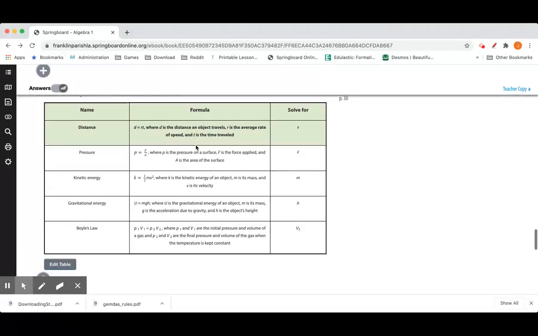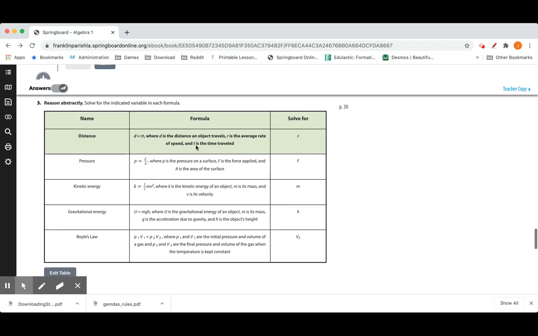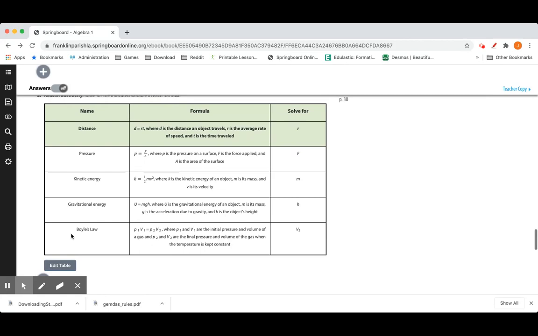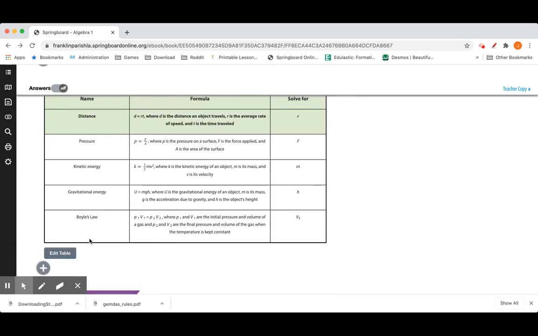Let's look at number 3. Solving for the indicated variables in each formula. We have our distance formula, pressure, kinetic energy, gravitational energy, and Boyle's law. We're going to solve for these variables that they tell us over here. So they're going to give us the formula, and we're just going to move things around using our properties until these are the variables we're solving for.